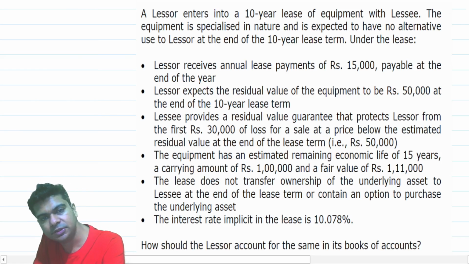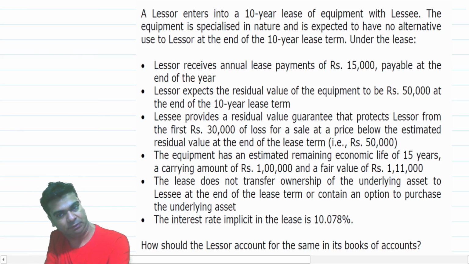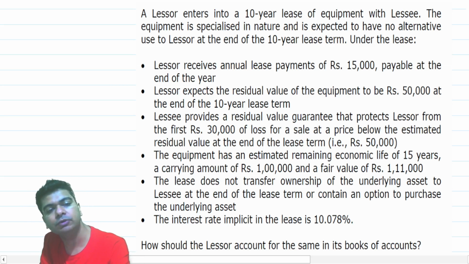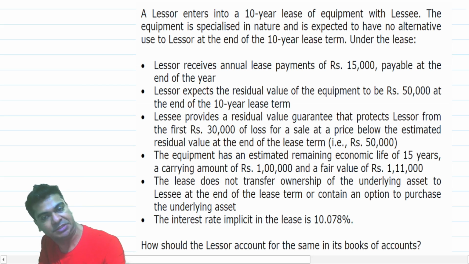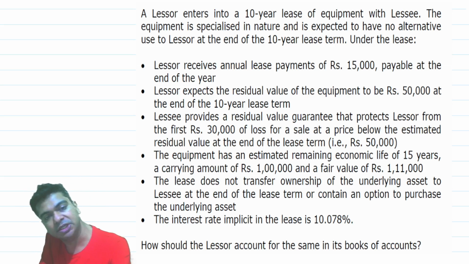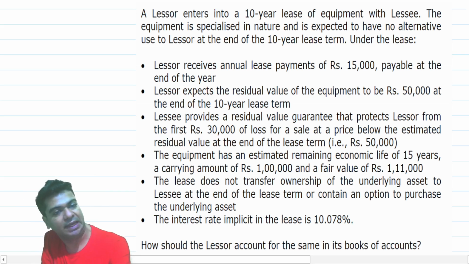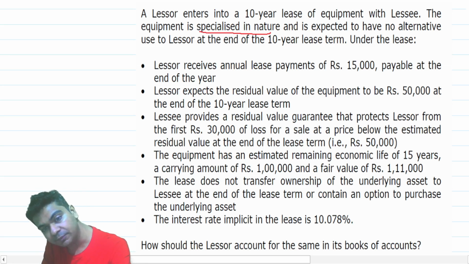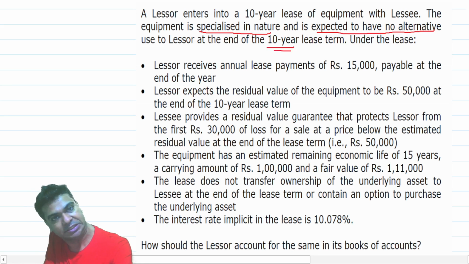A lessor enters into a 10-year lease of equipment with lessee. The equipment is specialized in nature and is expected to have no alternative use to lessor at the end of the 10-year lease term. See, a lessor is entering into a 10-year lease and they say the equipment is specialized in nature and is expected to have no alternative use to the lessor at the end of the 10-year lease term.